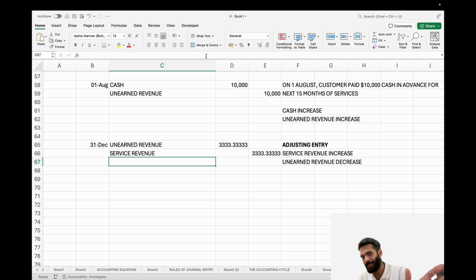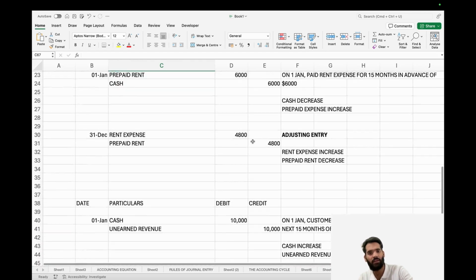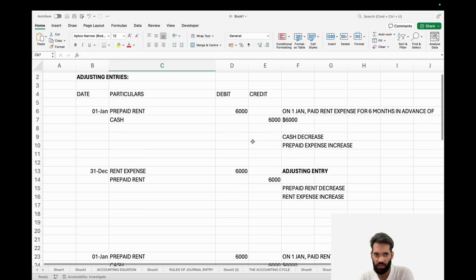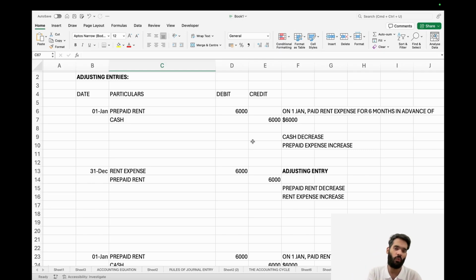I hope again here also everything is clear, because it should be. This is all concept, right? It's all understanding. There's nothing you should try to memorize. You should conceptually understand what's happening here and why the adjusting entries are needed.